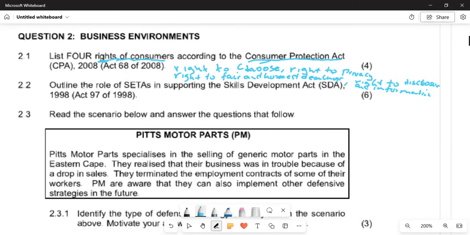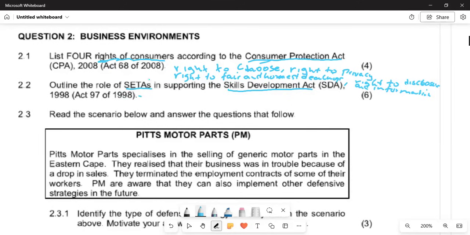Without wasting time, let's move on to the role of SETA, the Sector Education Training Authority, in supporting the Skills Development Act, SDA of 1998, Act 97 of 98. Now we are to outline the role that is played by SETA.